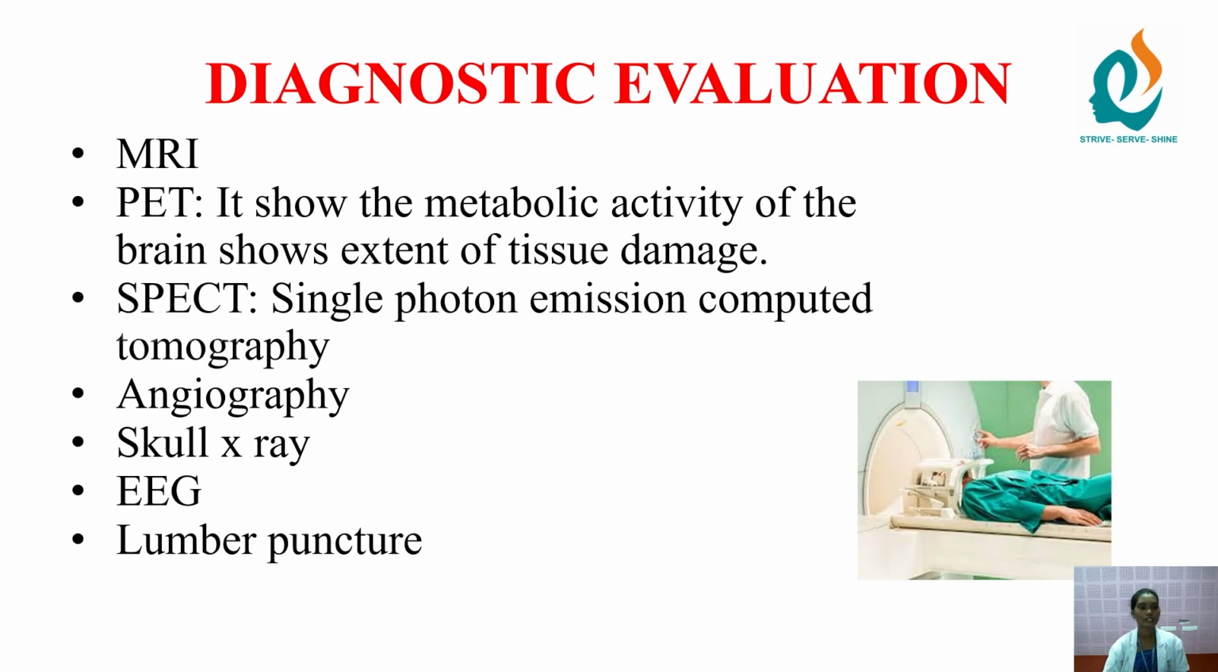In the MRI scan, it helps to identify brain and blood vessel abnormalities. PET shows the metabolic activities of the brain and the extent of tissue damage. Next is the SPECT, a single photon emission computed tomography. And next is angiography, skull X-ray, EEG, and last is lumbar puncture. Lumbar puncture helps to identify the composition of CSF fluid.